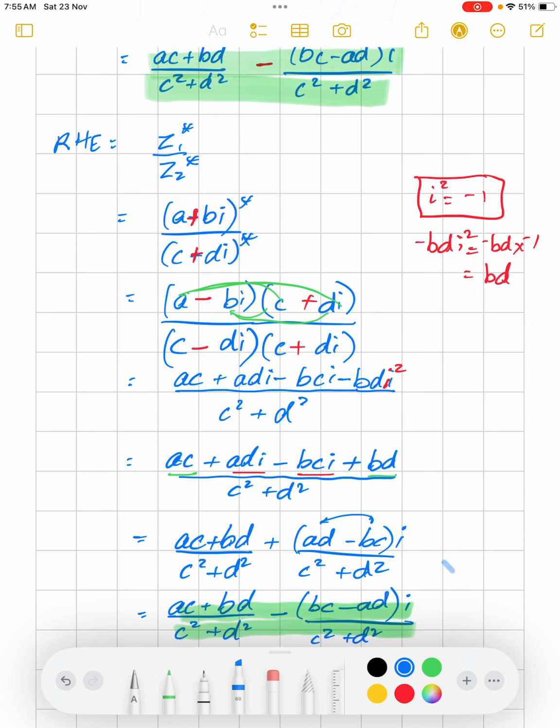Therefore, the left-hand expression equals the right-hand expression. I hope this has helped.